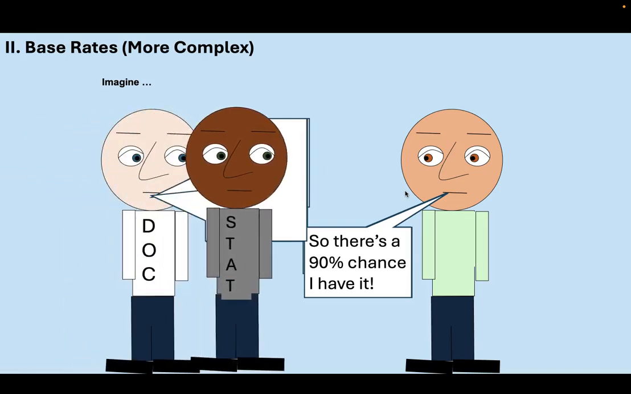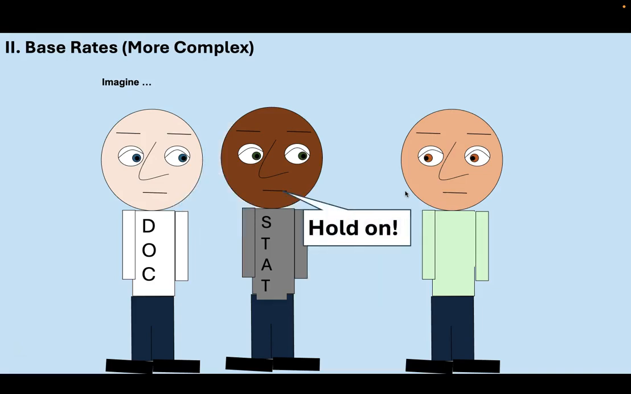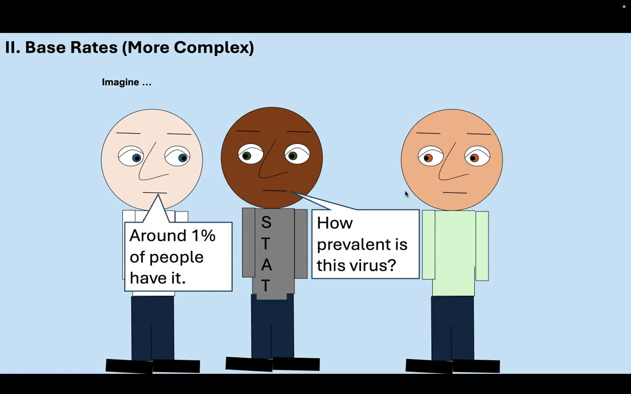Well, the doctor's wrong here. And in comes our statistician to tell the doctor that the doctor's wrong and to sort of assuage our patient a bit. So the statistician says, hold on. How prevalent is this virus in the population? This is like the 30% engineer, 70% lawyer kind of thing. This is the background frequency, the base rate. And the doctor says, only around 1% of people in the population have the virus.